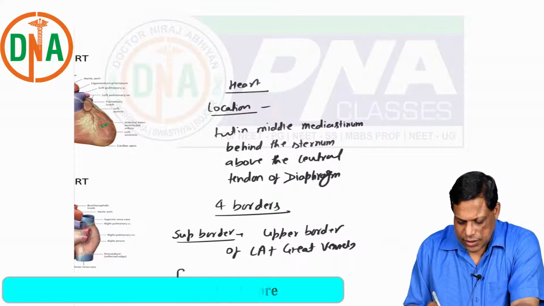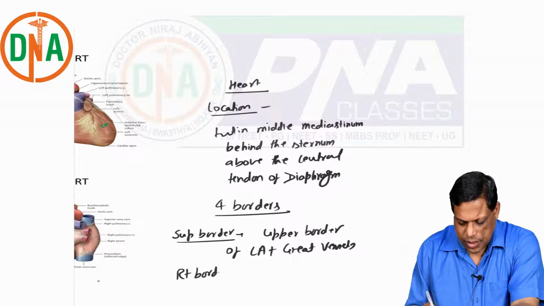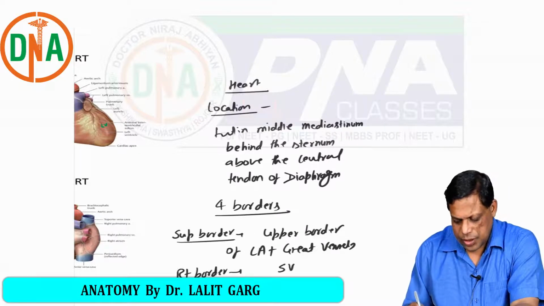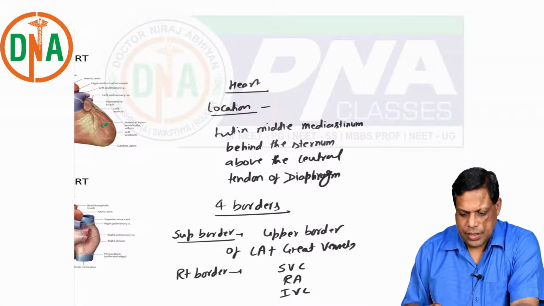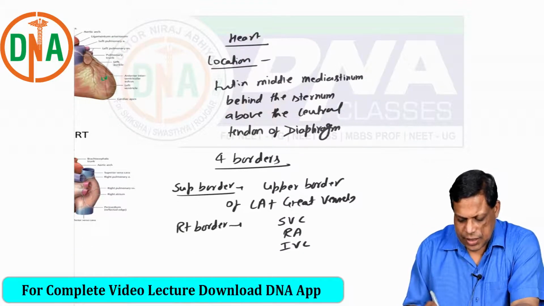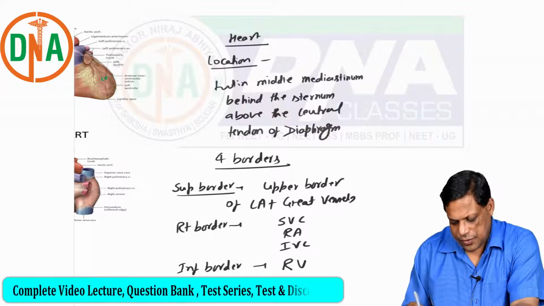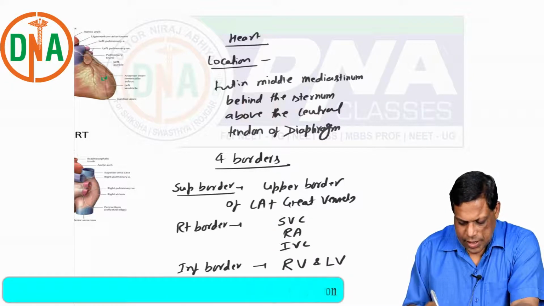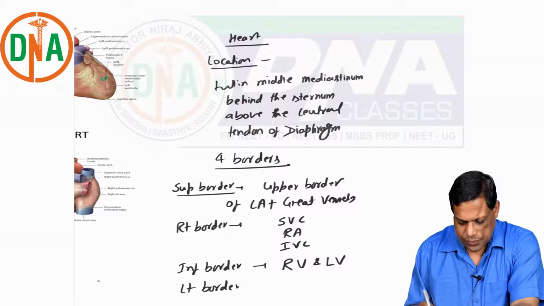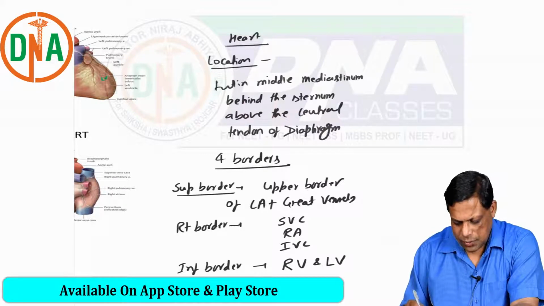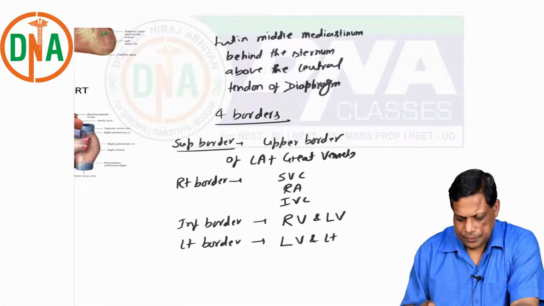The next border is the right border. The right border of the heart is formed by the superior vena cava, right atrium, and inferior vena cava. The next is the inferior border. The inferior border of the heart is formed by the right ventricle and left ventricle. Then the left border of the heart is formed by the left ventricle and left auricle.